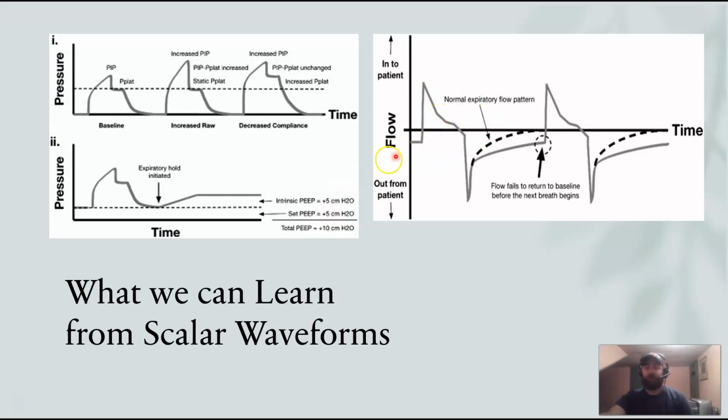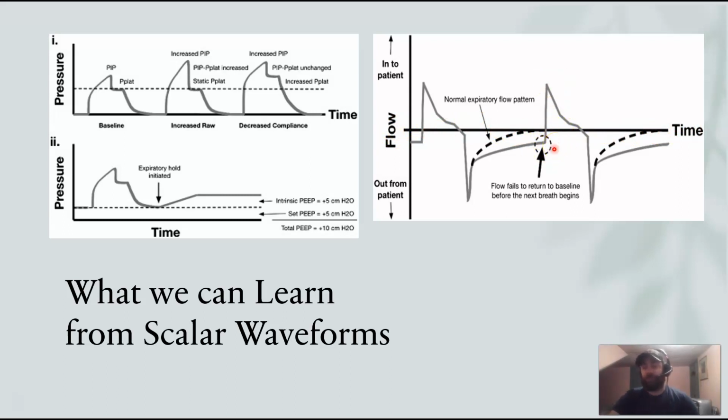You're going to actually be able to see this in your flow waveform. So this is your inspiratory phase here, and then this is your expiratory phase. So in normal, as this dashed line shows, you're going to return to your baseline before that next breath. When you have air trapping occurring, you're going to see that that waveform is actually going to be below the baseline of 0 here when that next breath occurs. So that means that there's volume still in there.